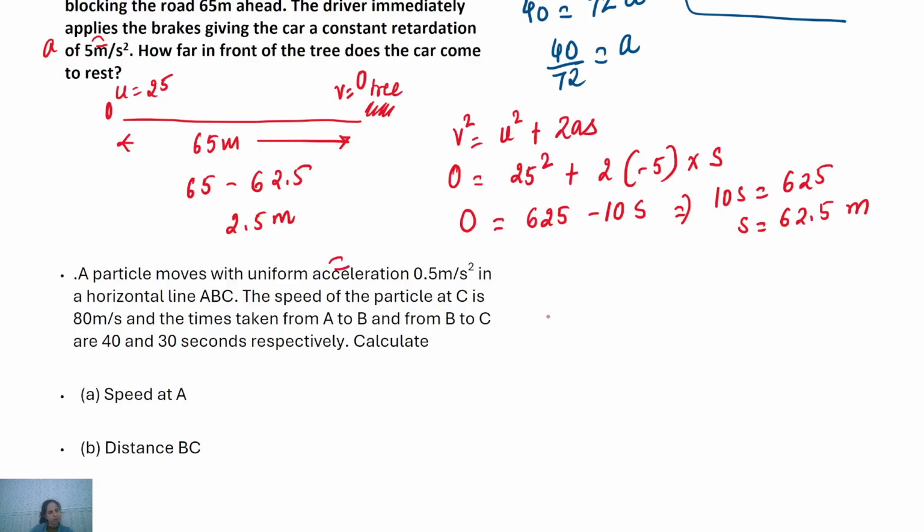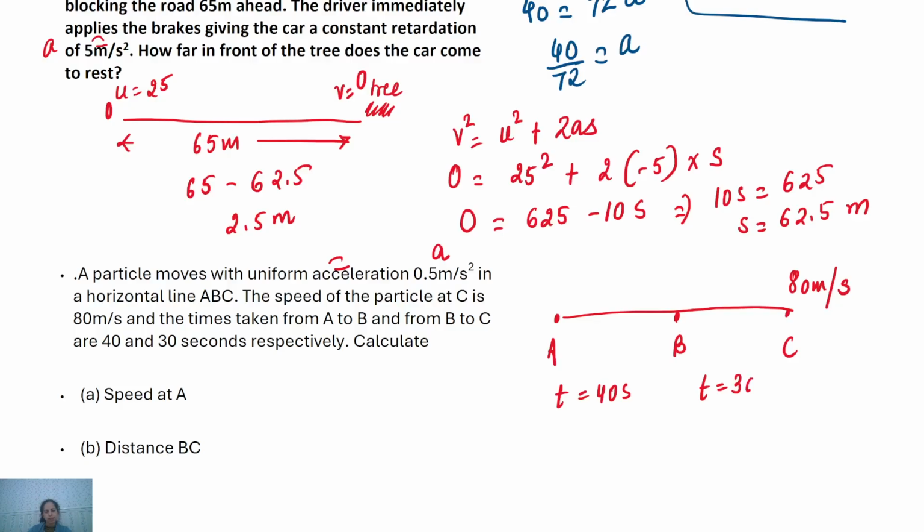A particle moves with uniform acceleration, so that's the question. I can apply my equation. My acceleration is 0.5 in a horizontal line ABC. So now it's asking A, B, C. That's a horizontal line. The speed at C is 80, so the speed here is 80 meters a second, and the time taken from A to B and B to C is, so this time is 40 seconds and this time is 30 seconds.